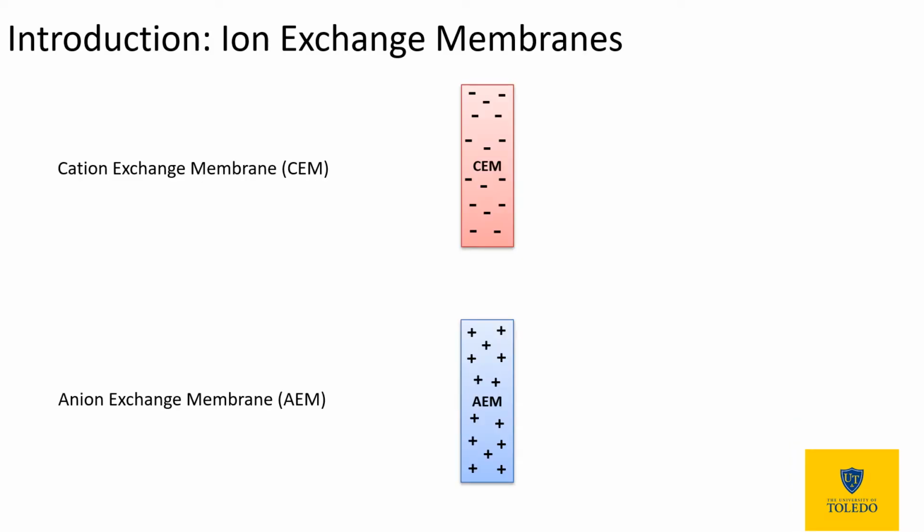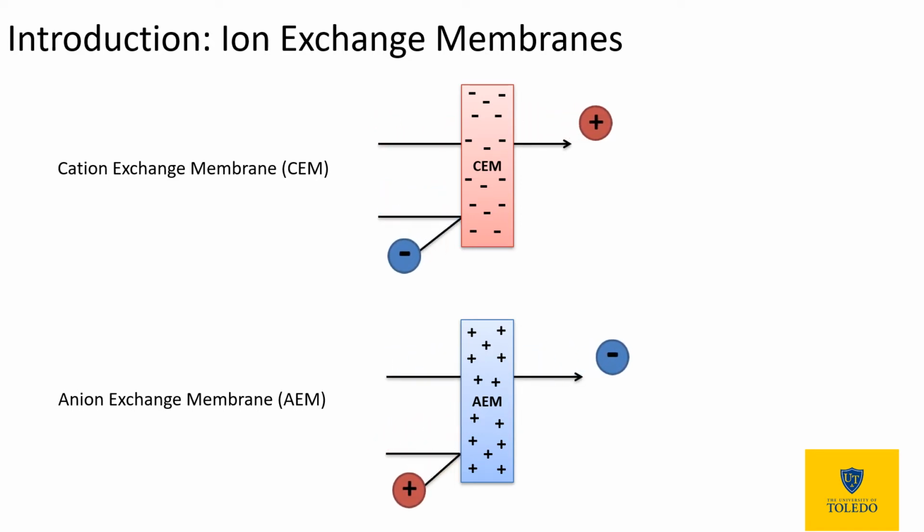I'm sure you're familiar with the concept of an ion exchange membrane. What's illustrated here on the top is a cation exchange membrane, and on the bottom an anion exchange membrane. What makes these materials unique is that they selectively transport one ion or the other. For instance, the cation exchange membrane allows selective transport of cations across it, whereas the anion exchange membrane allows selective transport of anions across it. This selective transport is enabled by having charges distributed along the backbone of the polymer that makes up the membrane.